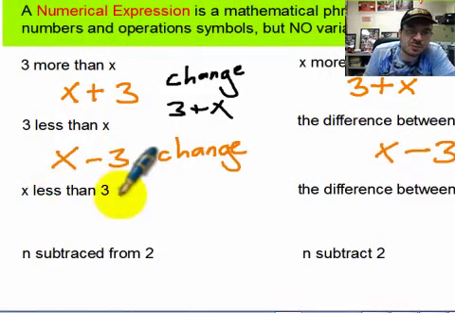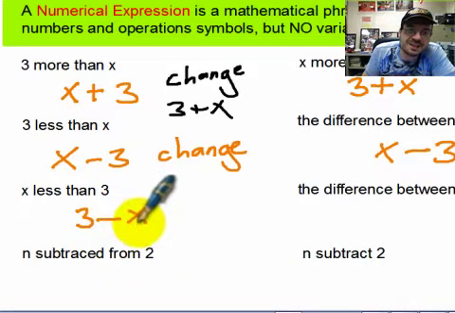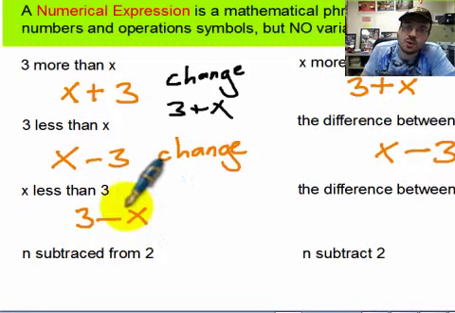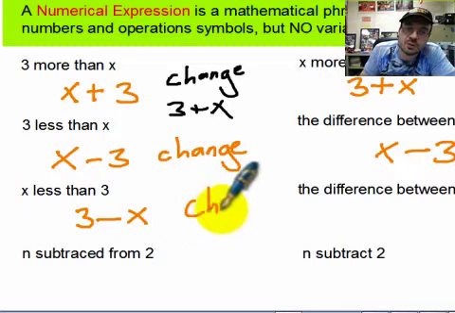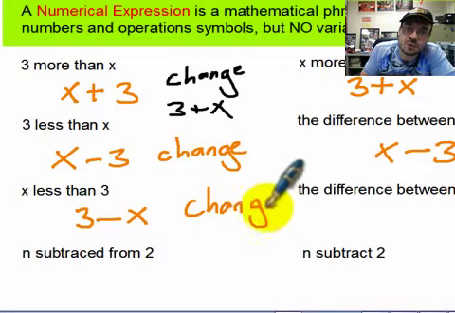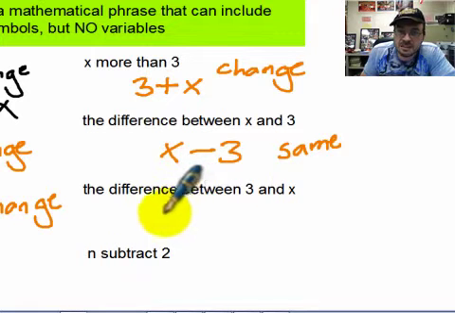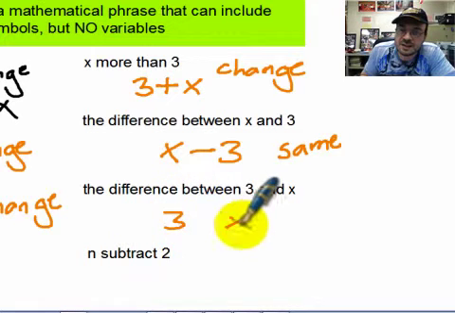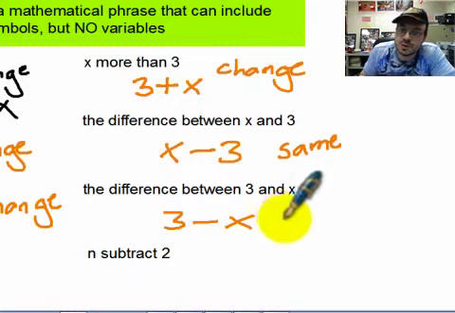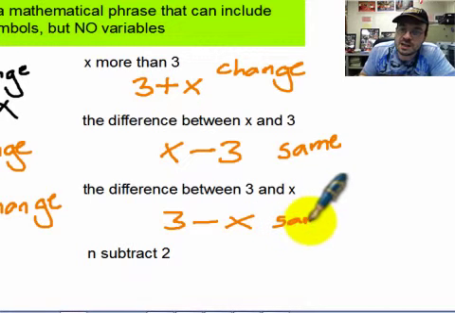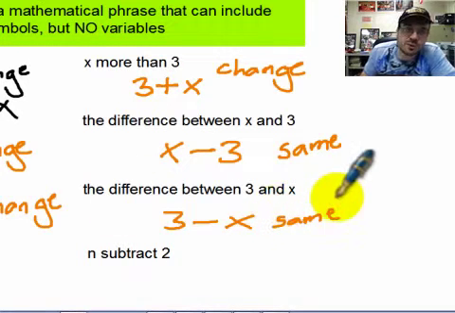x less than 3. I start with 3. I want x less than that, so I subtract. Order changes again. The words less than means the order changes. The difference between 3 and x, well, I have 3 and I have x, and here's their difference. And the order that I read it in was the same order that I wrote it in.